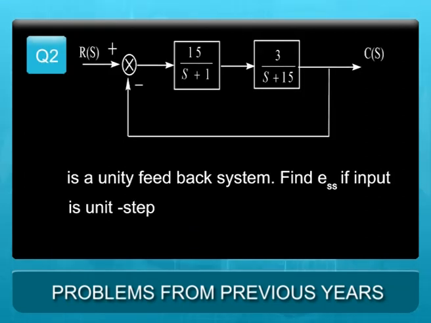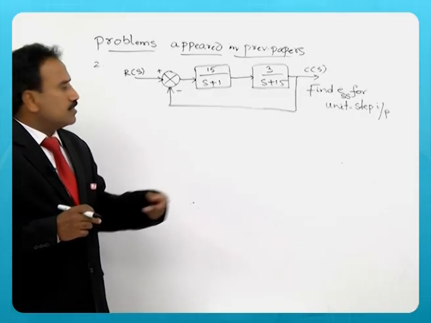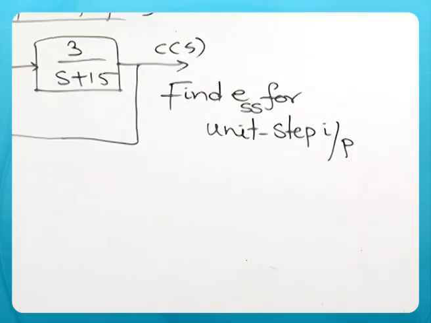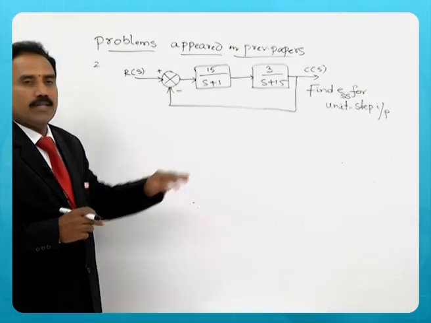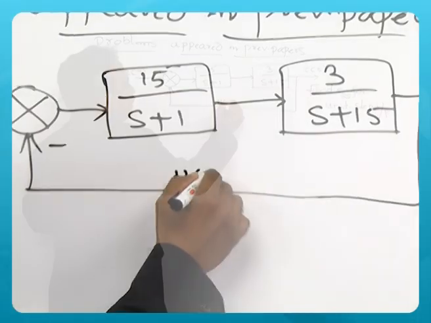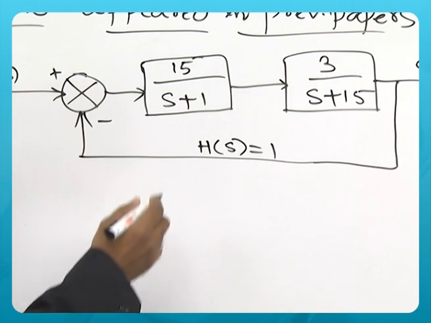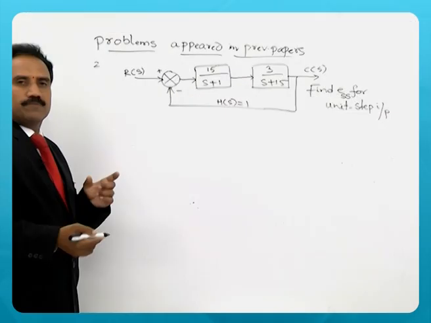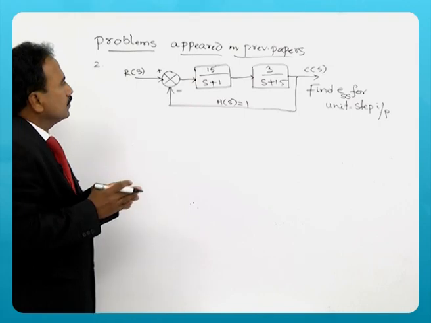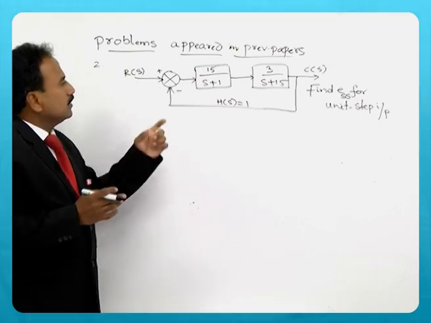Second problem: for the given block diagram, it is a unity feedback control system. Find out the steady state error if input is unit step. This is another variety of problem that appears on steady state error. It is to be calculated for unit step input. You can see that it is a unity feedback control system whose H of s is equal to 1, and these 2 blocks are in cascade. So, we need to combine them to find the G of the system.